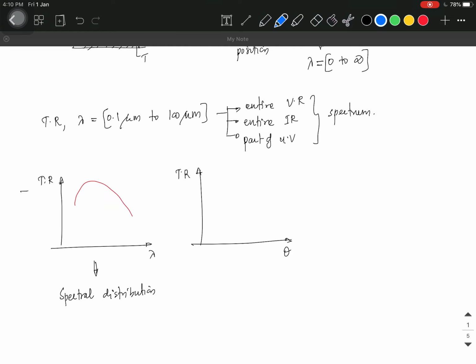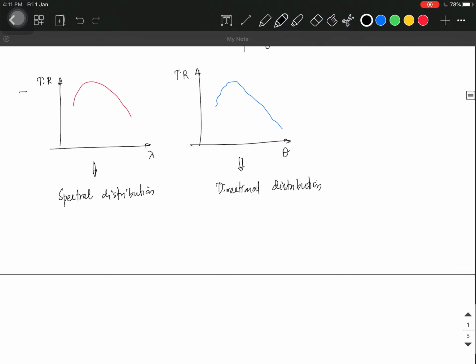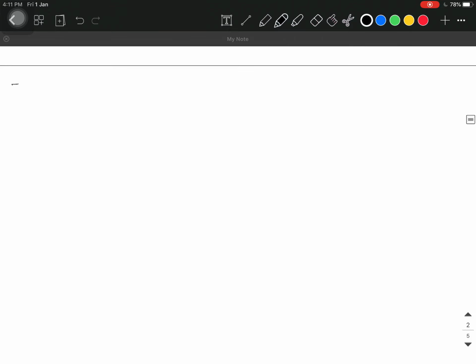And if we plot the thermal radiation for a particular wavelength in all the directions in which that radiation is emitted or incident, the energy emitted will look like this, similar to the spectral distribution, and this is called the directional distribution. The spectral distribution gives us the wavelengths of thermal radiation emitted from a body, and in the directional distribution we can find the direction in which thermal radiation of a particular wavelength is emitted. So that's about the distribution of these thermal radiations.